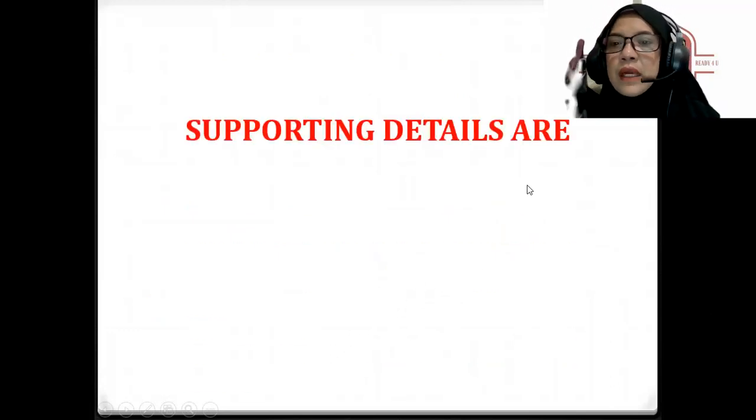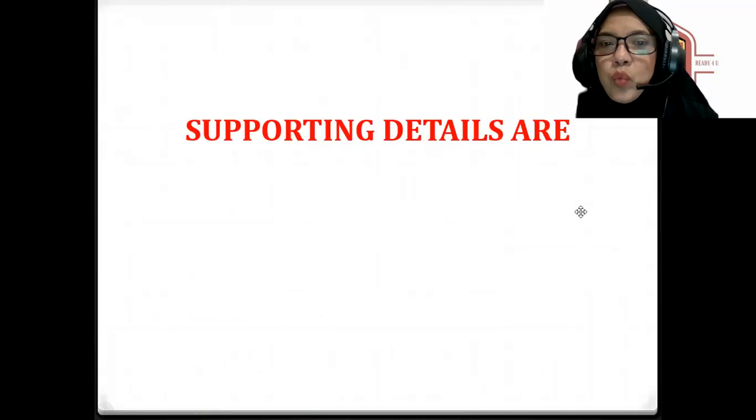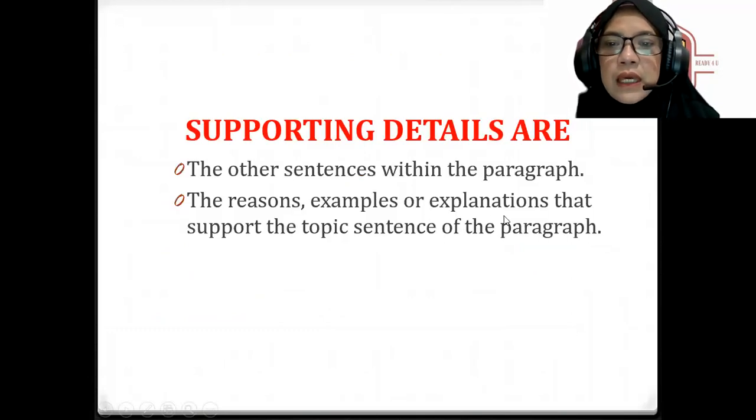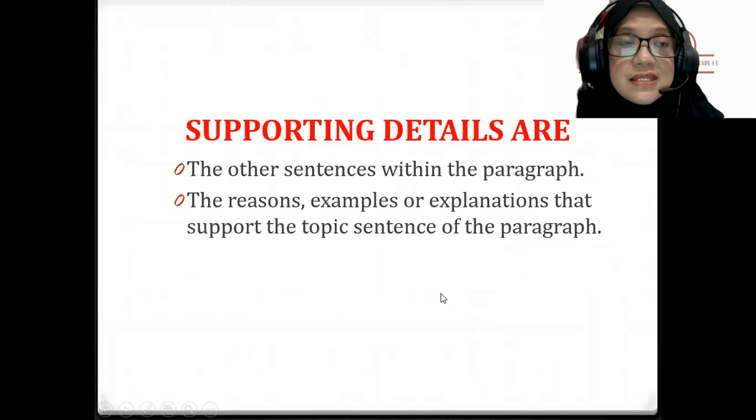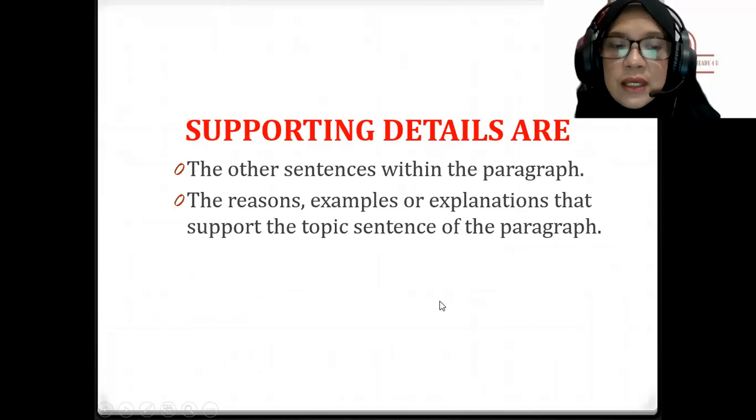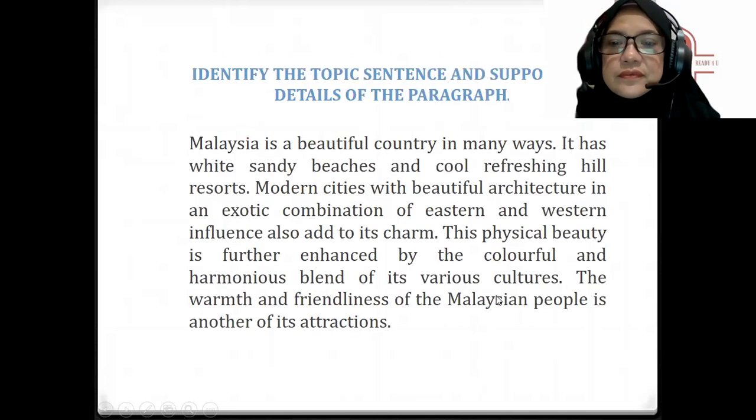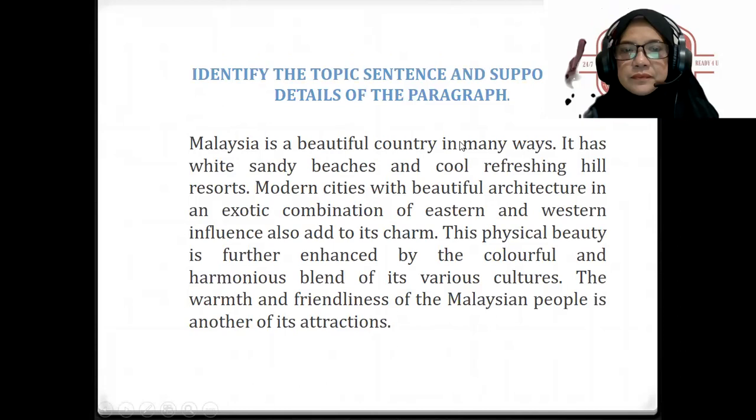All right. Now, let's see what are supporting details, okay? Supporting details are other sentences within the paragraph. They can be reasons or examples or explanation that support the topic sentence of the paragraph. Okay, identify the topic sentence and supporting details of the paragraph. Let's read this. All right.